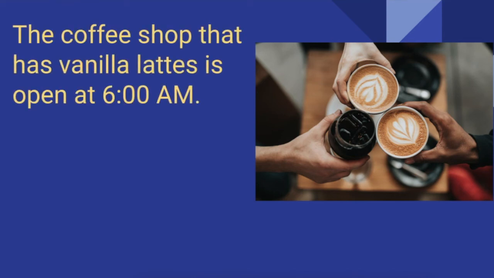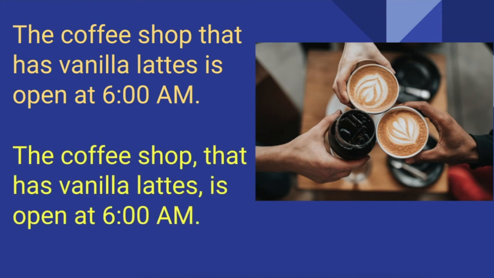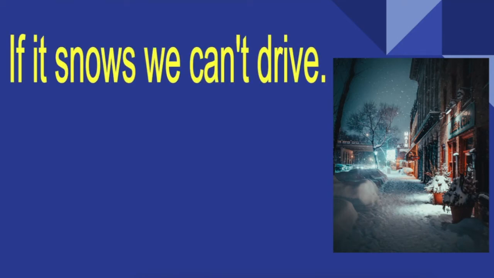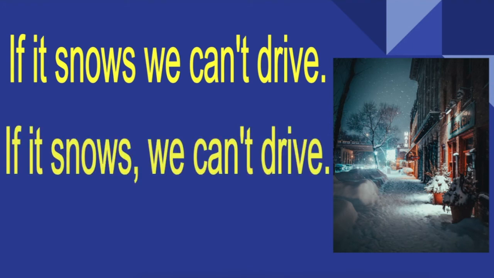What about this one? Where should the commas go? This one is the non-restrictive adjective clause. Notice that it starts with that, and you put the commas around that adjective clause that describes the coffee shop. How about this one? Where should the comma go? After the if clause. If it snows, comma, we can't drive.